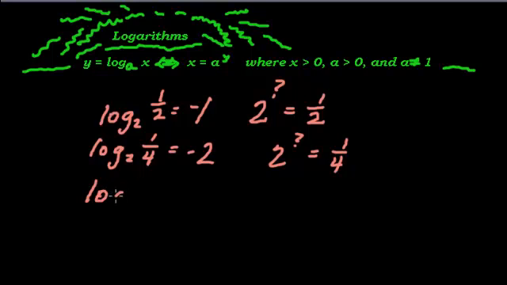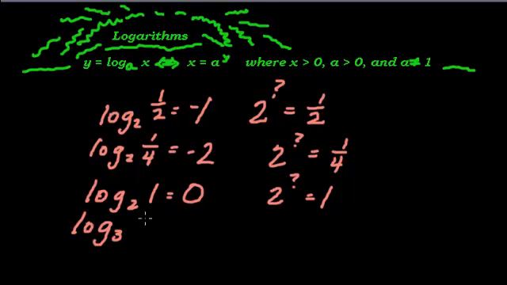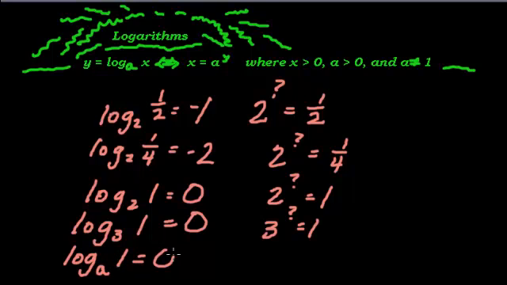Let's look at log base 2 of 1. 2 to what power equals 1? This would be 0. What about log base 3 of 1? This would be 3 to what power equals 1? This would also be 0. We can make a generalization here after looking at a few of these, that log, at any base really, of 1 equals 0. All right, what we're going to do next is we're going to talk about these qualifiers here. This x is greater than 0, a is greater than 0, and a is not equal to 1, and figure out why those things exist.